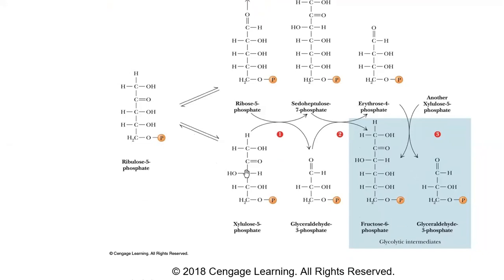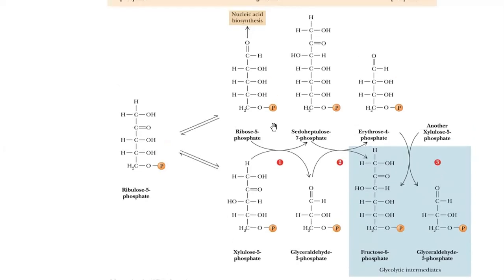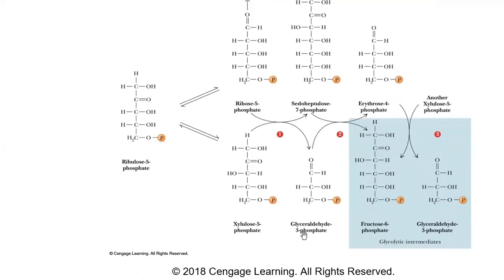Then a reshuffling of carbon atoms occurs in the following reactions catalyzed by two enzymes. One is called transketolase and the other is called transaldolase. Now, transketolase transfers a 2 carbon unit. And here we transfer 2 carbons, we add them here to get a compound called sedoheptulose 7-phosphate. This is 7 carbon. And what remains from the 5 carbon is a 3 carbon compound called glyceraldehyde 3-phosphate.